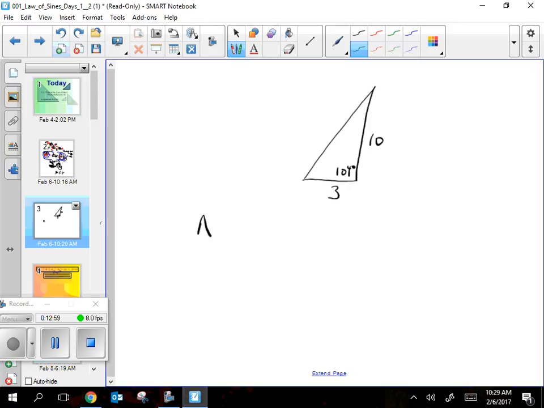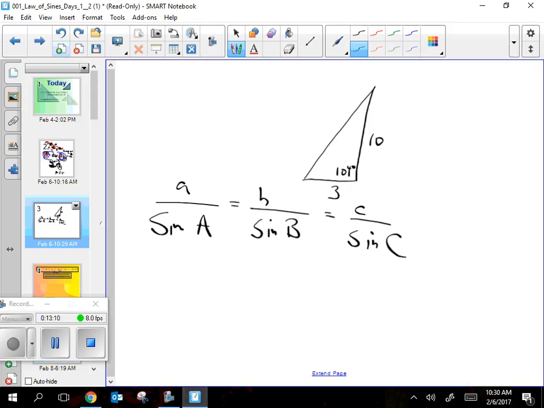Would you agree it's supposed to be A over sine A, B over sine B, and C over sine C? And now I suggested we always pick the biggest angle and call it C, and then we'll call this little c. And then I don't care which one you want to pick. Let's call this big B, and then that's little b. And let's call this A, and then that's little a. So then A is 3. B is 10. And the angle C is 104.